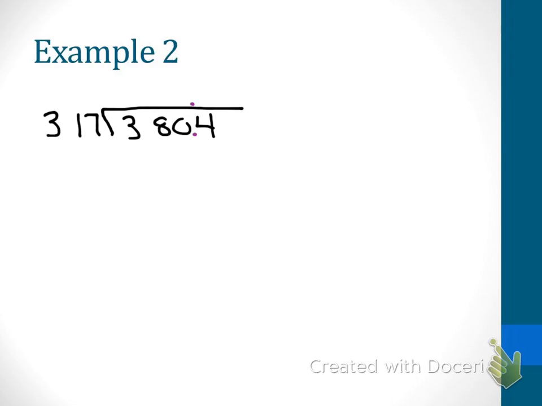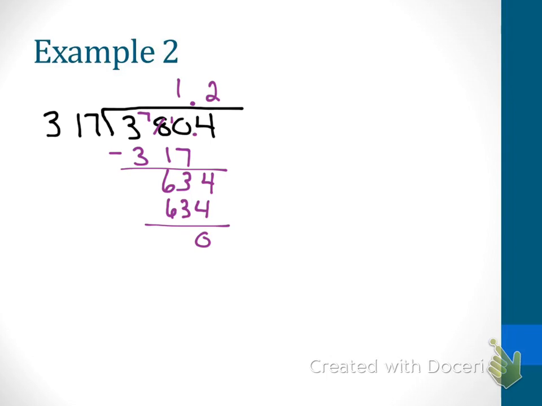317 goes into 380. How many times? 1. So 1. And then I subtract. Now, how many times do you think it would go into 634? About twice. And it just works out perfectly. 1 and 2/10 is my answer.